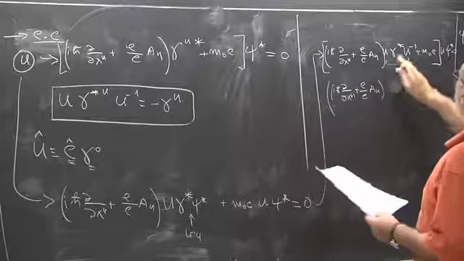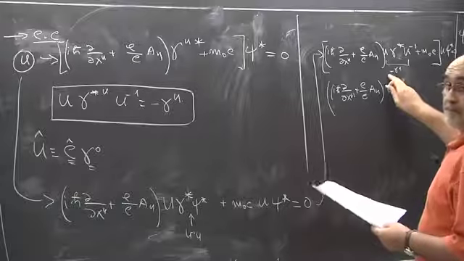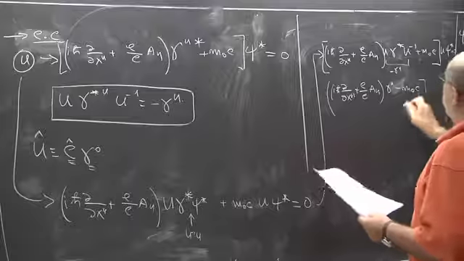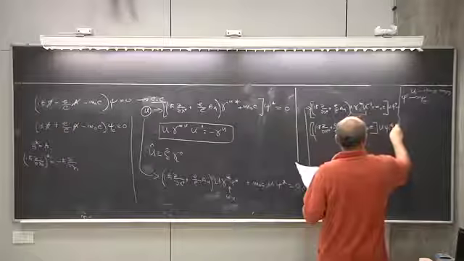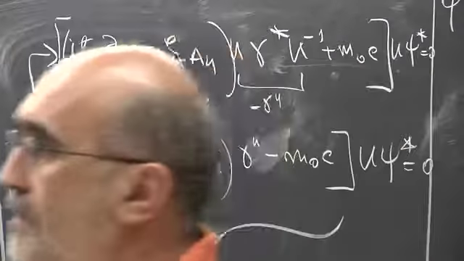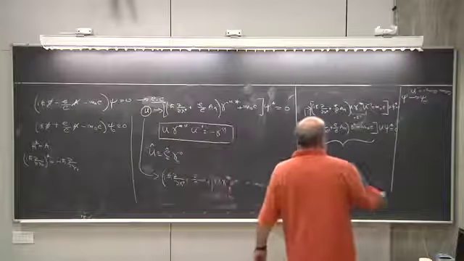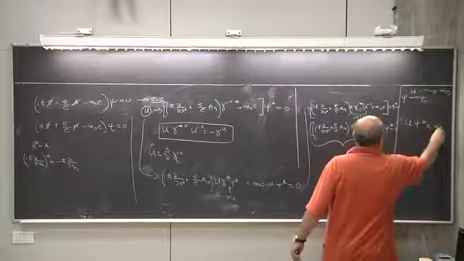This is minus gamma mu, but let's put plus gamma mu and a minus here. U psi star equals 0. This is exactly the equation of the antiparticle, you see? So it means U psi star is equal to psi c.